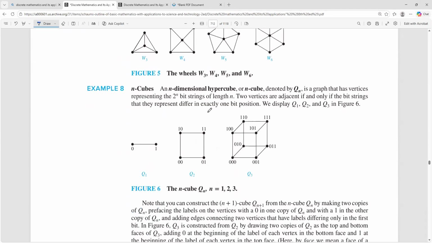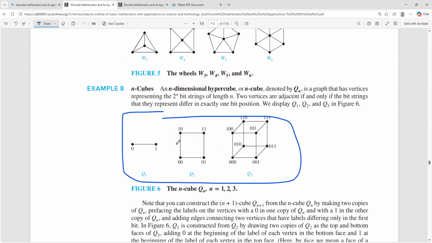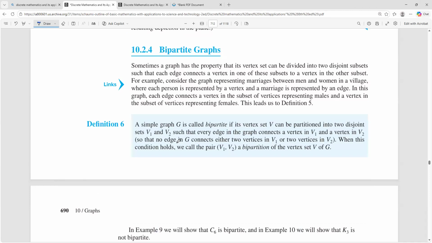Hypercubes, I don't really think you need to know this, but you should still be aware of it. Here we have three examples. It's basically everything connected to everything else, but now in multiple dimensions. Q4 doesn't exist because we haven't cracked the fourth dimension yet. But yeah, that's hypercubes. You won't really need to know that. All right, bipartite graphs.